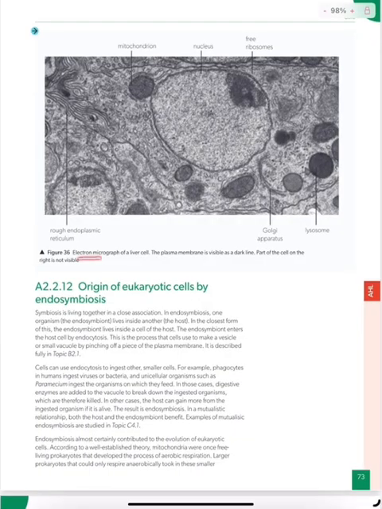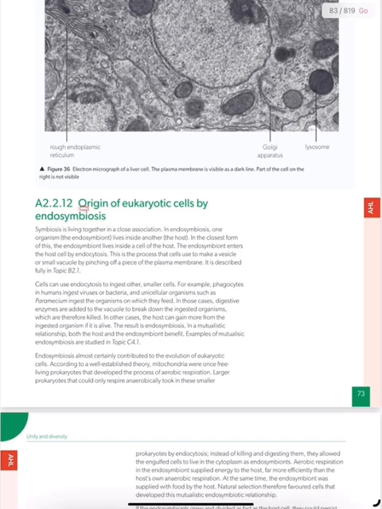This is the electron micrograph of a liver cell, and as you can see here, the plasma membrane is visible as a dark line. This is the mitochondrion, this is the Golgi apparatus, this is the lysosome, and this is rough ER. So let's go on to the origin of eukaryotic cells by endosymbiosis.